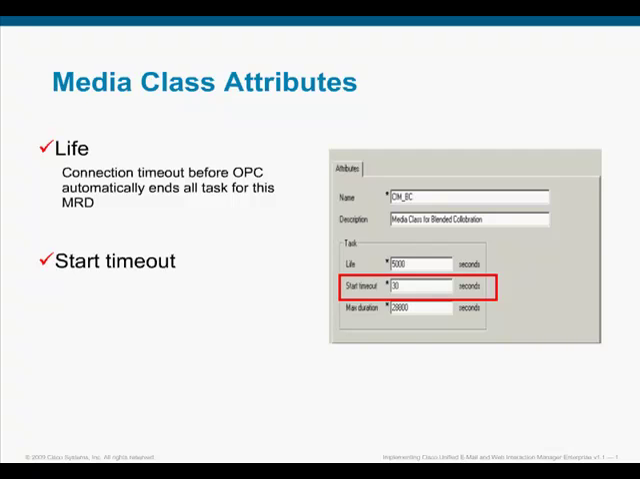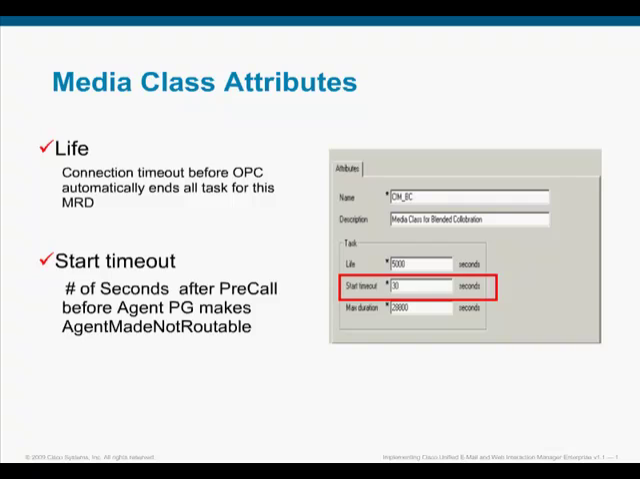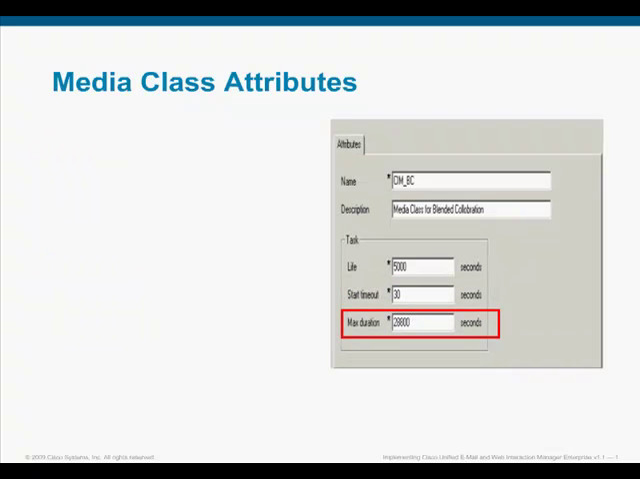On the start timeout, this is the number of seconds an agent peripheral gateway will wait for a begin task or an offer task message from the application after it receives a pre-call message for the task from the router. If this time expires, the agent PG discards the pre-call, makes the agent not routable, and sends an agent not routable message to the application. Think of it almost as a ring no answer timeout for your multimedia.